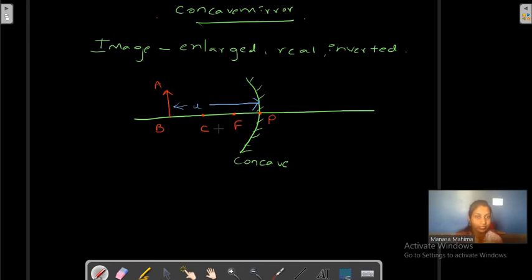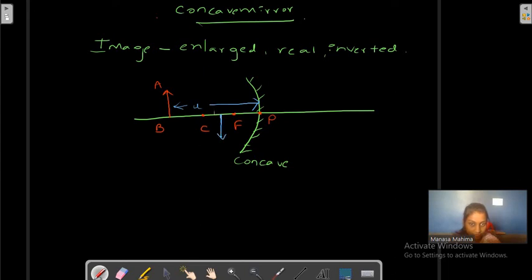Since the image that we are getting is real, generally we can take it at any point, but it should be in front of the mirror, not behind the mirror. You cannot consider the image somewhere here, right? Because it is a real as well as inverted image, I will take it somewhere here. Okay, this is the image point.